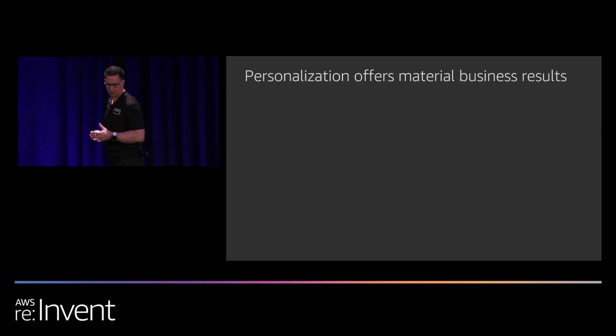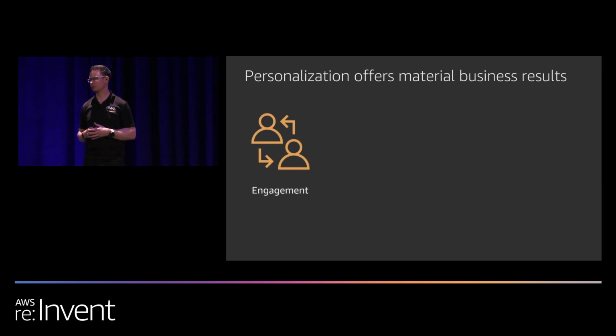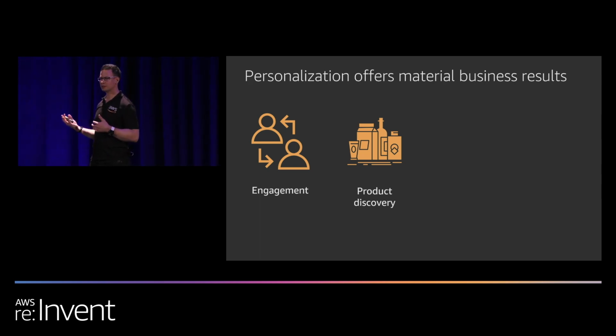So what can we stand to gain by looking at this? Well, the first thing is engagement. Now, when we looked at it, we found that you can increase engagement by 15% by bringing in personalization, okay? That also results in 80% more click-through to your tail items. So in terms of product discovery, much more discovery across your catalog.